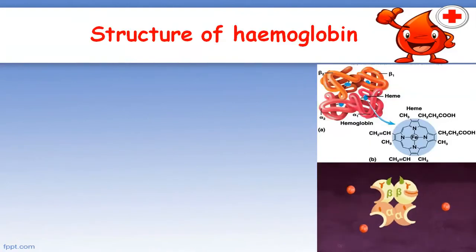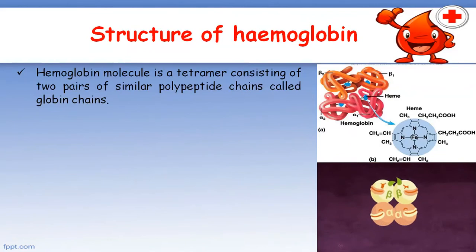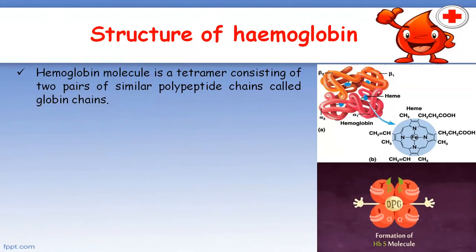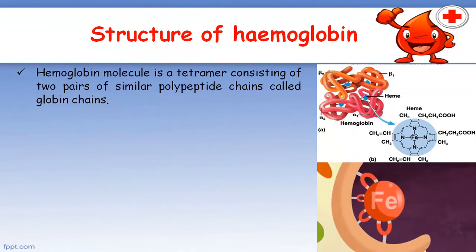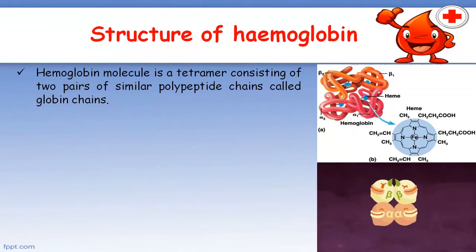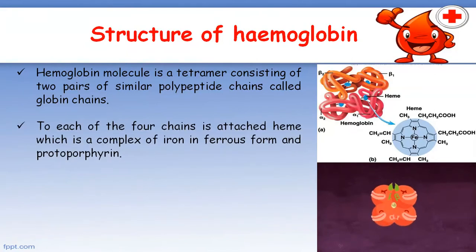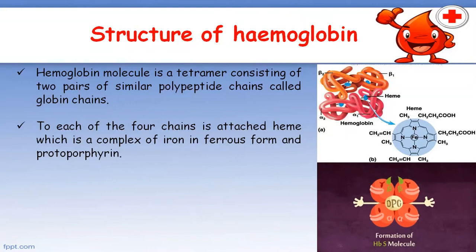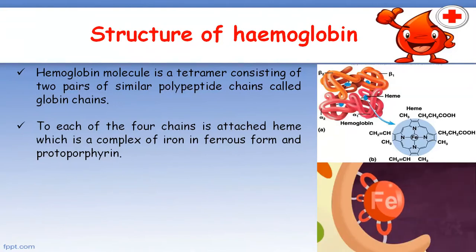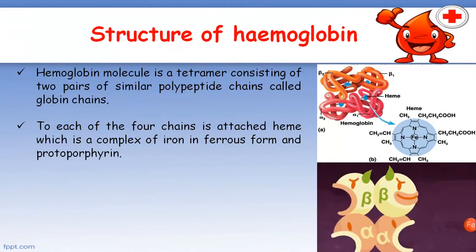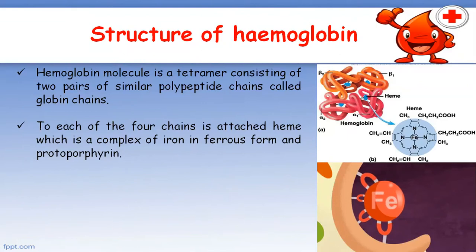Now next one is the structure of hemoglobin. Hemoglobin molecule is a tetramer consisting of two pairs of similar polypeptide chains, which are called globin chains. To each of the four chains is attached heme, which is a complex of iron in ferrous form and protoporphyrin.